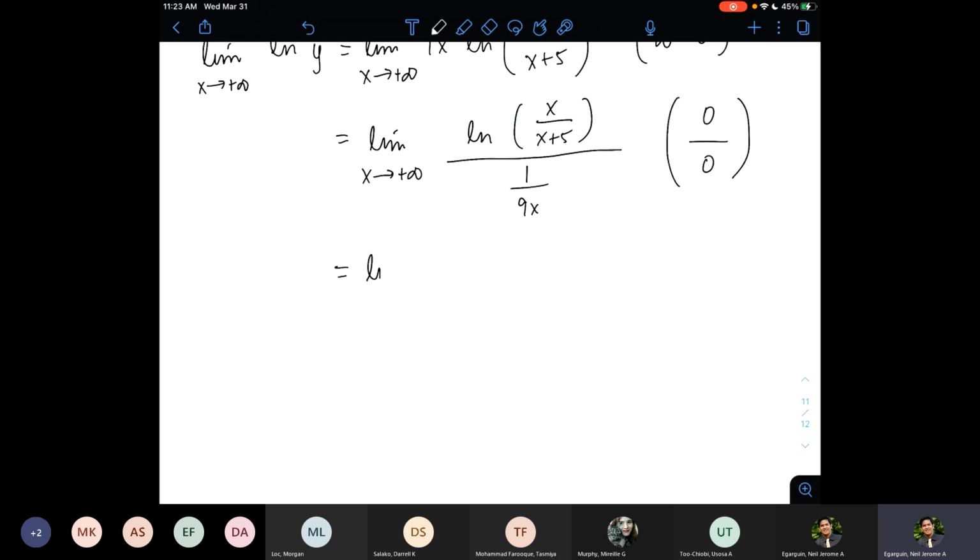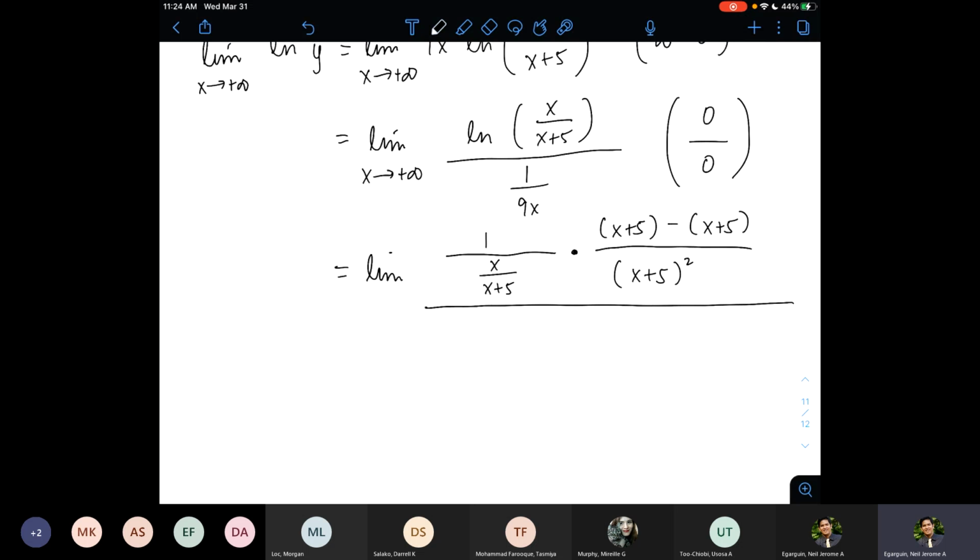Okay, let's see. So applying L'Hopital's rule, take the derivative of the top. It's ln of (x over x plus 5). So this would be 1 over x over x plus 5 times the derivative of the inside function, but that will require me to use the quotient rule, right? So chain rule plus quotient rule. So low squared, low derivative of the high function minus high function derivative of the low function, right? All over. Hopefully I didn't mess it up.